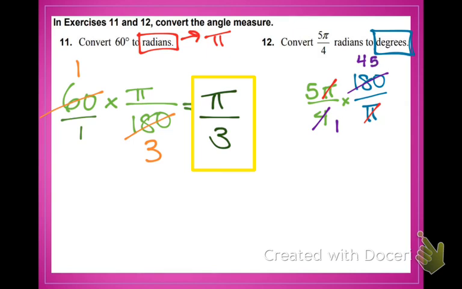You're on a roll today, Ian. Multiply straight across. 5 times 45 is 225. And that is where we will end today.